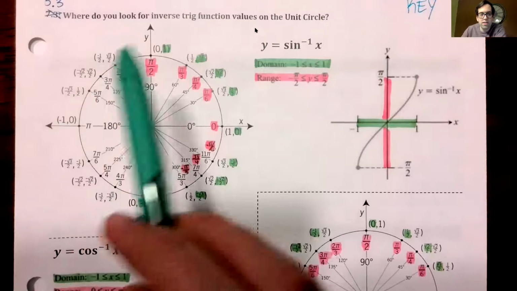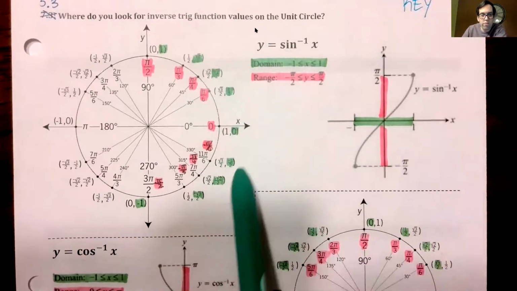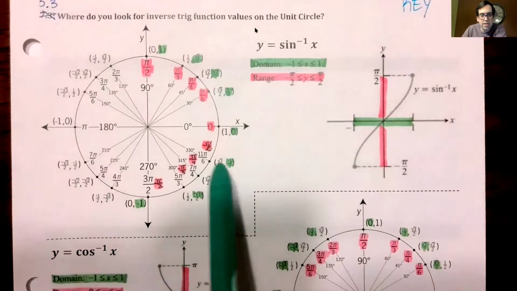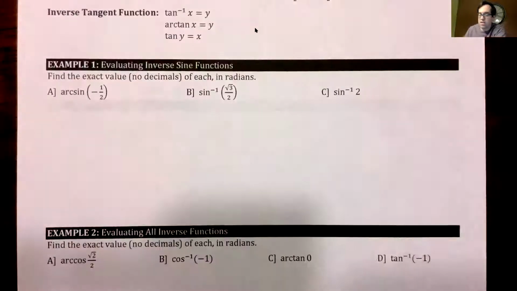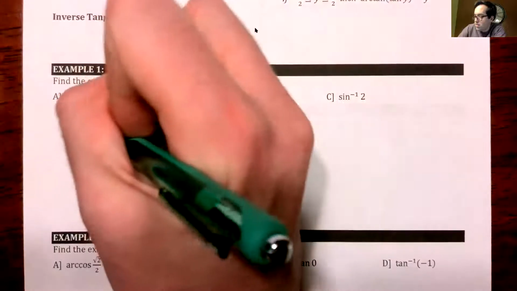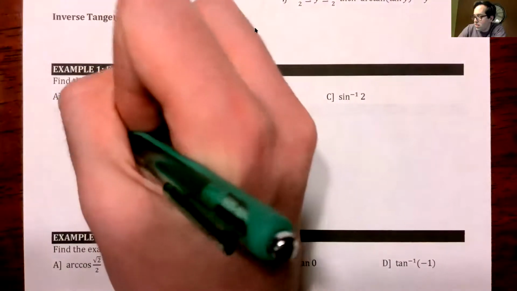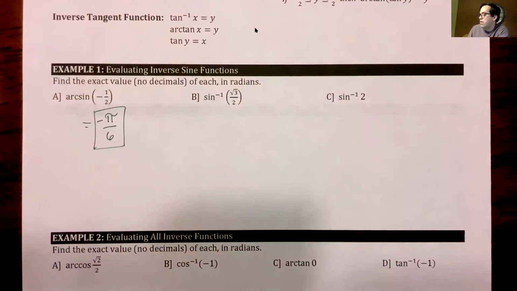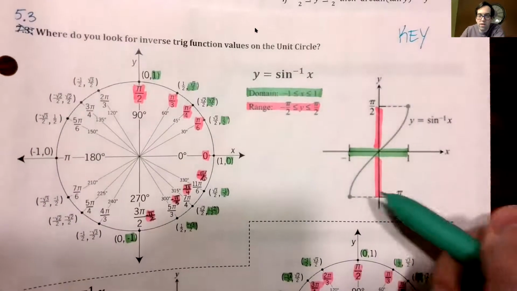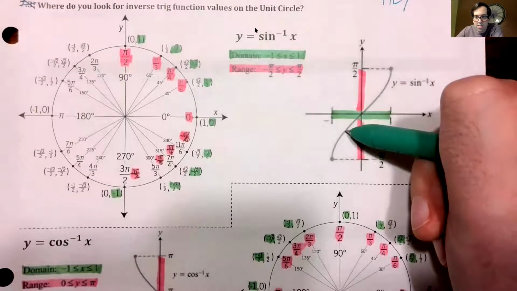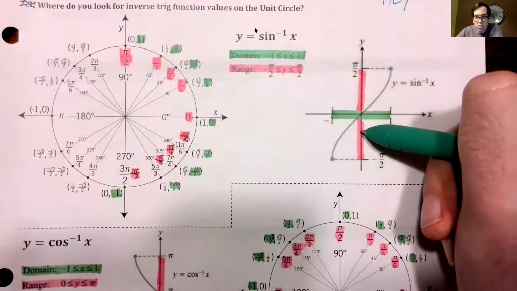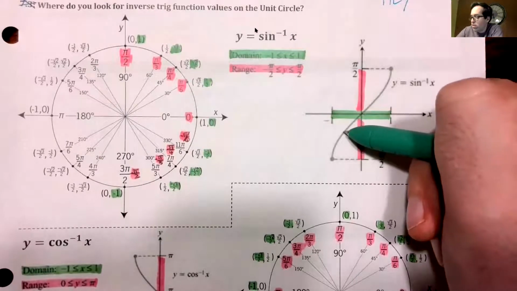So I come over here, -1/2 is the y value I'm looking for. I see it right there. So my answer is going to be the angle -pi over 6. And that also can be seen on the actual graph over here. I plugged in -1/2, which is the x value right around there. Right here, this y value would be -pi over 6.